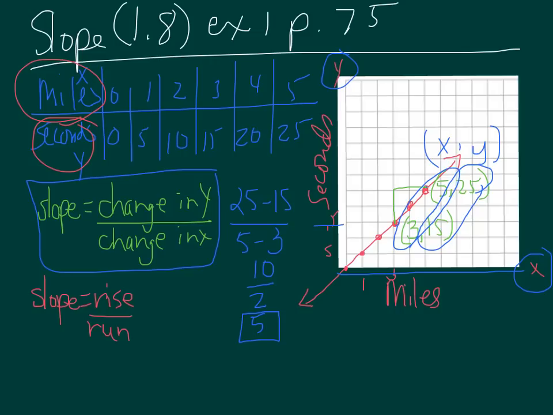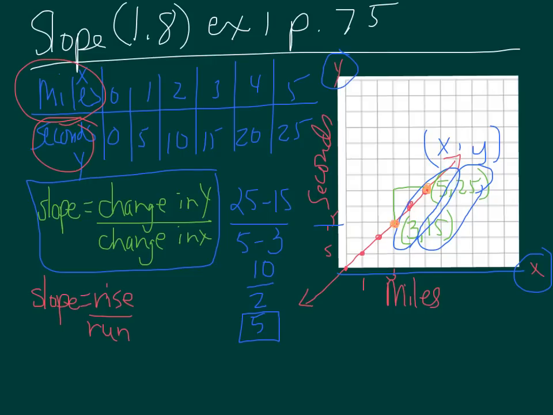And let me see if I can change this color again. And I'm going to go with an orangey color. And so look at here. 2 convenient points. We'll pick the same ones. 5, 25 and 3, 15. And this one here is rise over run. So you're going to make a right angle. So I'm going to start on the bottom one.